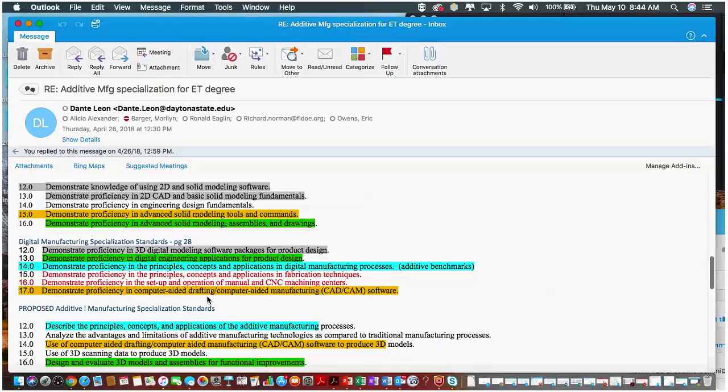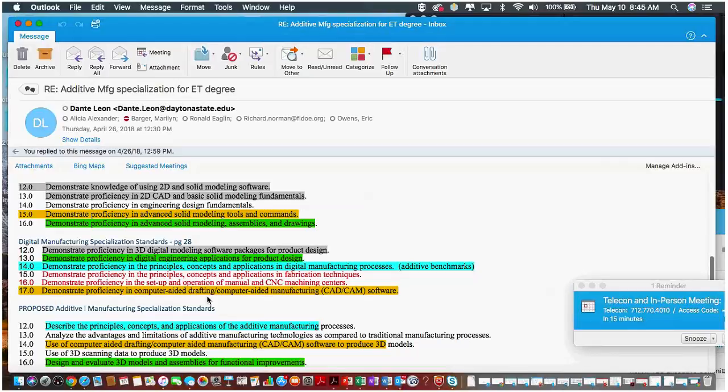And you can also pull down from the core. So to fill in some blanks, you can pull some benchmarks and standards from the core into a specialization for additive manufacturing as a specialization under digital manufacturing. So you have a lot of flexibility. When I went through what you have here and what you submitted, the standards and the benchmarks, a lot of it is covered with some of the existing standards and benchmarks.